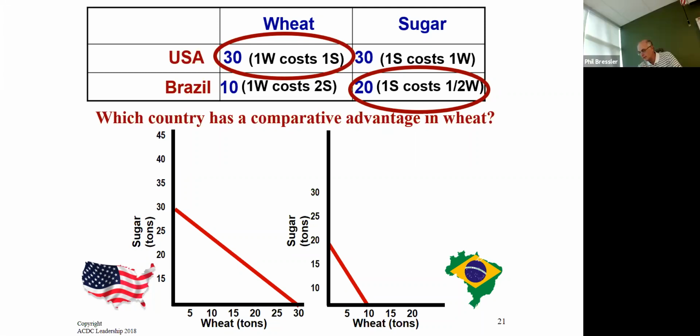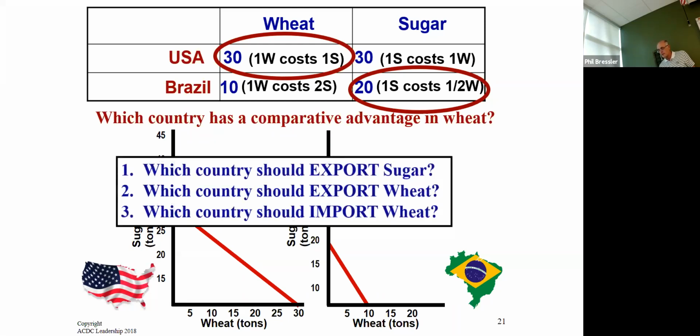You're just looking, United States, 1 week, it costs them 1 sugar. All right, so if they want to make a trade, if they're trading 1 week, they have to get more than 1 sugar. They give up 2 sugars for 1 week. They don't want to give up more than 2 sugars. Otherwise, it doesn't help them. They have to give up less. So you got to get somewhere in between. Okay.